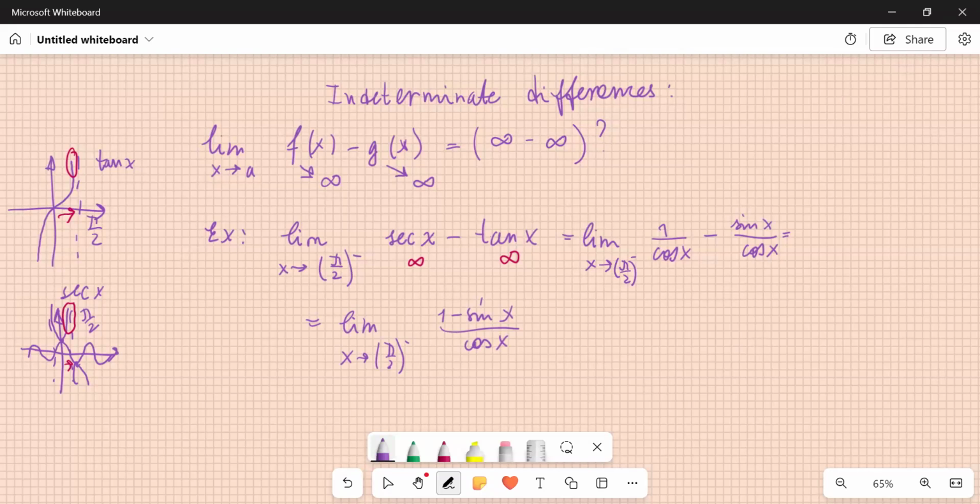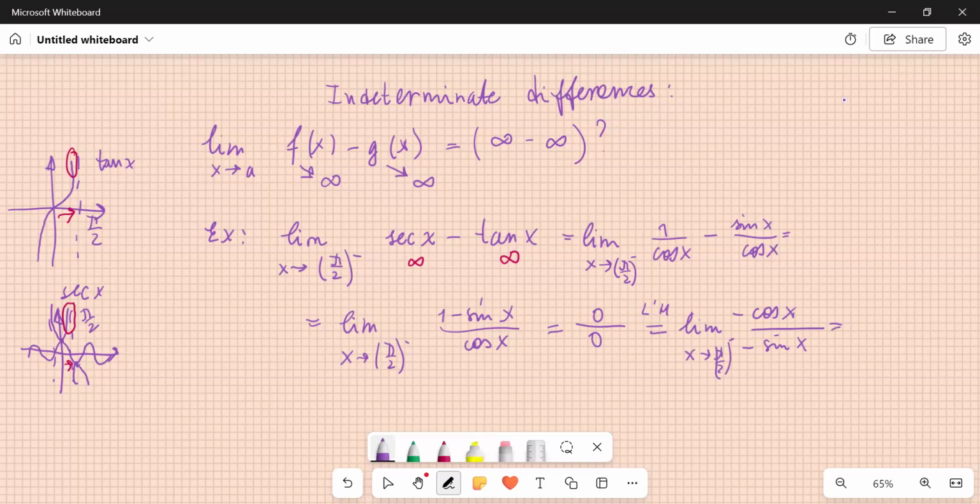Now at pi over 2, we know that cosine goes to 0, right? At pi over 2, sine goes to 1. So we have 1 minus 1, also 0. So we are fine. We have 0 over 0. We can use L'Hopital's rule. And let's do differentiation. So what is the derivative of 1 minus sine? Well, the derivative of sine is what? Cosine, with minus. Minus cosine of x. What do we have in the denominator? In the denominator, the derivative of cosine is minus sine of x, right? X approaches pi over 2 from the left.